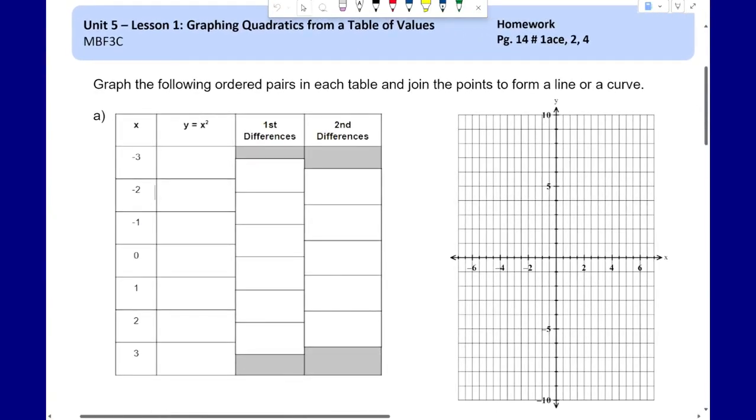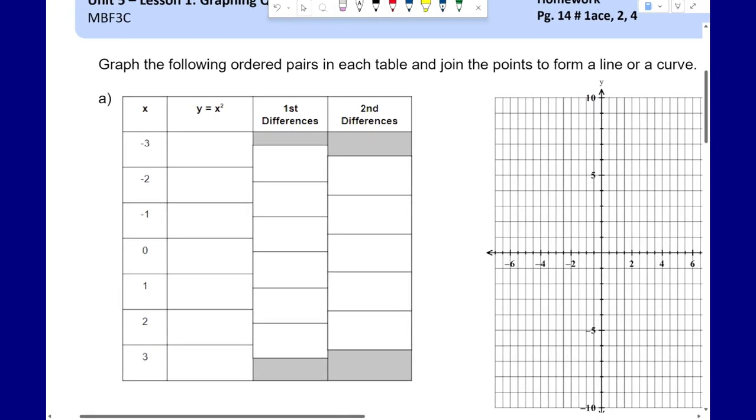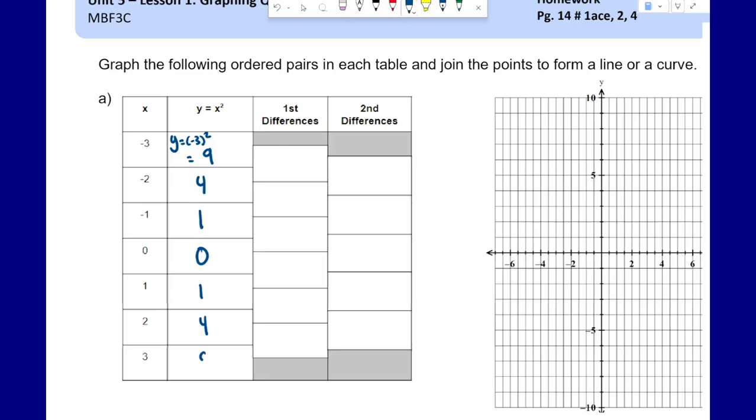If I want to graph from a table of values, I need to figure out what my y values are going to be based off of this equation and the given x values. So what we're going to do is, I'll just do one example, or at least one kind of full method. We're going to replace the x with whatever the x value is in our table. So -3 squared, which equals 9. I'm going to do that for every value. So then -2 squared will be 4. Then we have 1, 0, 1, 4, and 9.